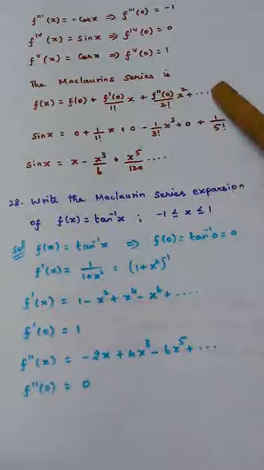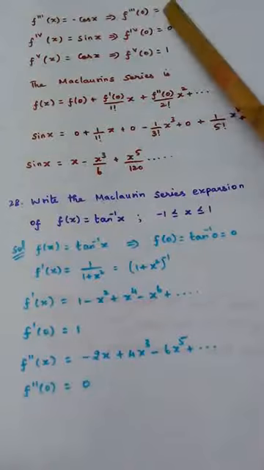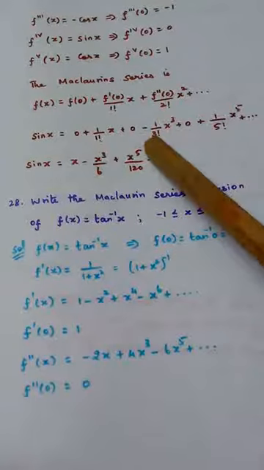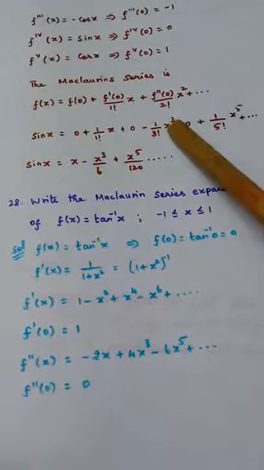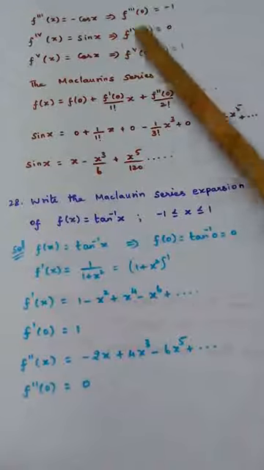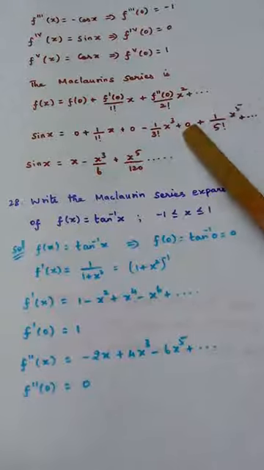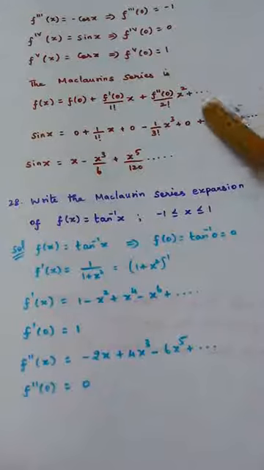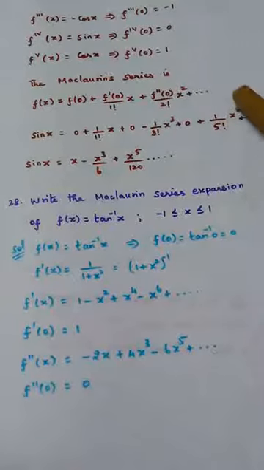What will be the next term? f triple dash of 0. The value is minus 1. So minus 1 by, this is 2 factorial, this will be 3 factorial. x square means here it will be x cube. What is f4 of 0? 0. So the next term also becomes 0. Fifth term f5 of 0 is 1. So 1 by 5 factorial into x power 5.